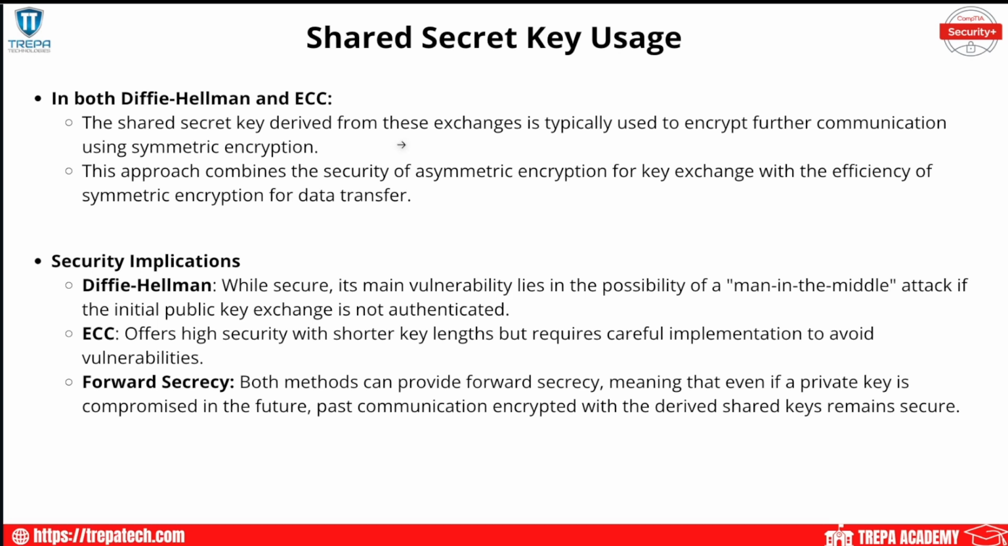Something they both provide is forward secrecy, meaning that if a private key is compromised in the future, past encryption done with the derived shared keys remains secure. So let's say we had a secure session. We securely did key exchange using Diffie-Hellman, so we created that shared secret key between each other. I know my drawings are really bad. Let's say our session ends, and someone stole that key and tries to recreate that session. It isn't going to work, okay?